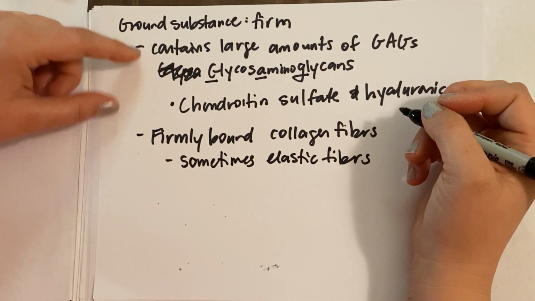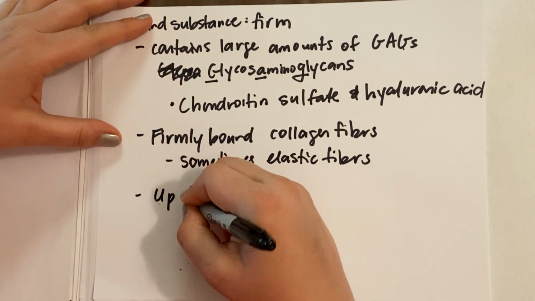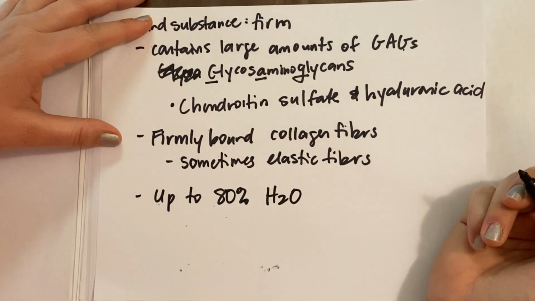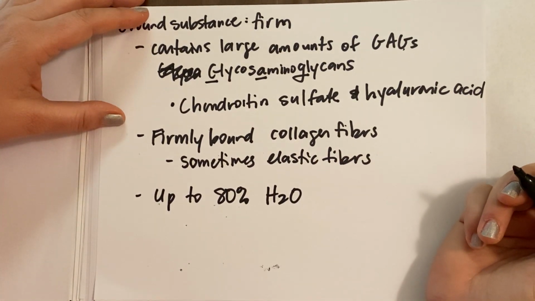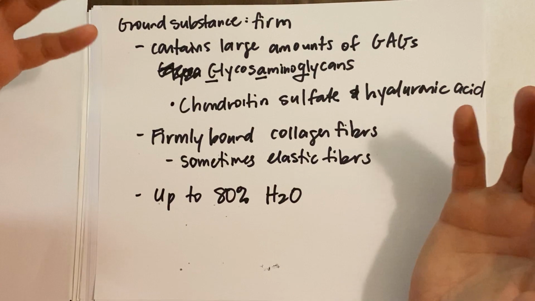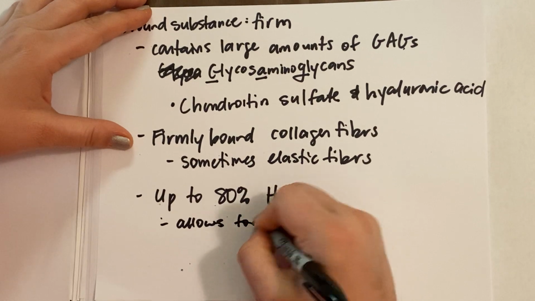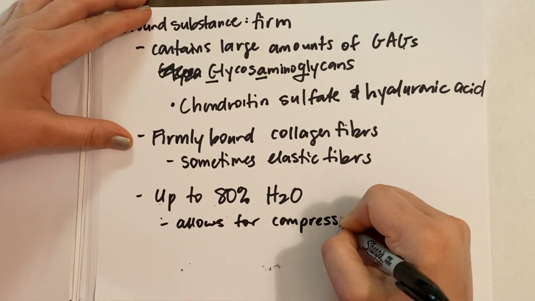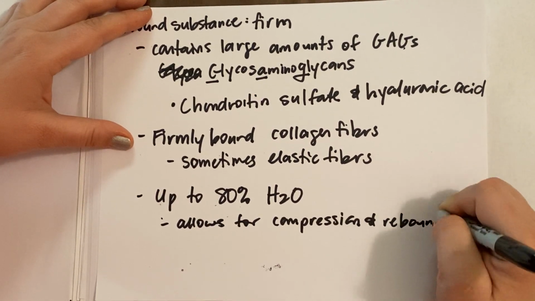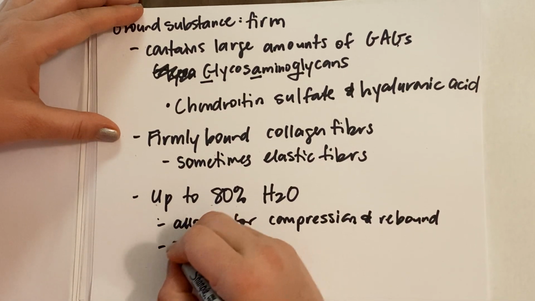In addition to that, there is up to 80% water. So these have a lot of water in them. This allows for a fluid type matrix that enables cartilage to compress and then rebound. So this allows for compression and a rebound, so it goes back to its normal shape. This is also going to help nourish the cells.